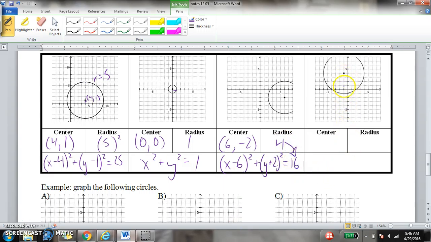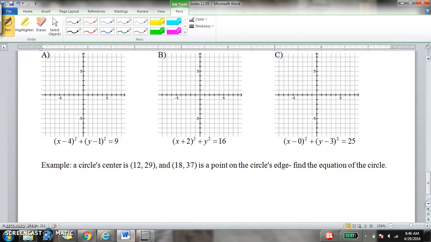Center of this one, -1, +4. Radius is going to be 1, 2, 3, 4, 5 units. So we've got x plus 1, it's the opposite, y minus 4, equals 5 squared, 25.